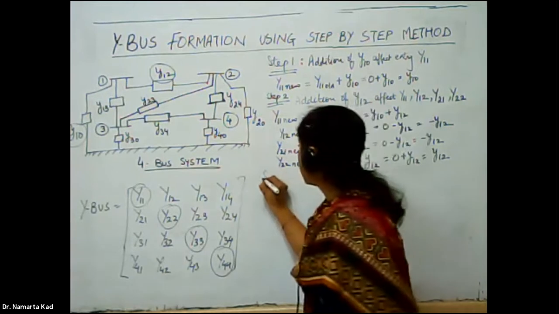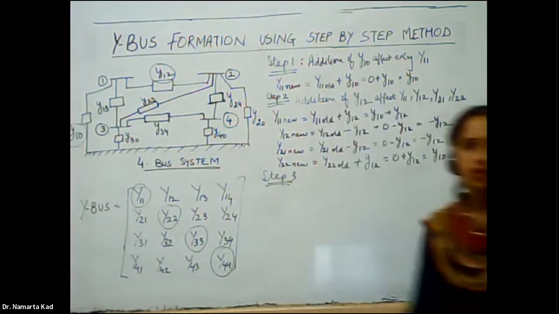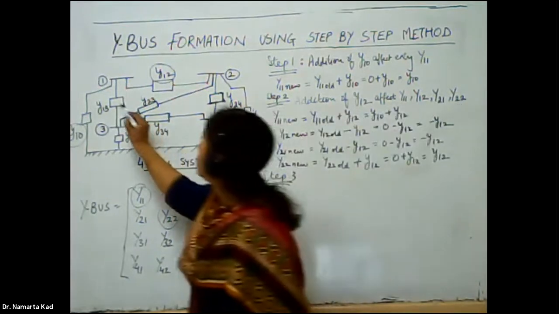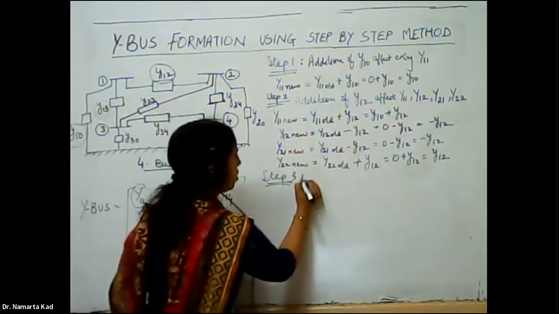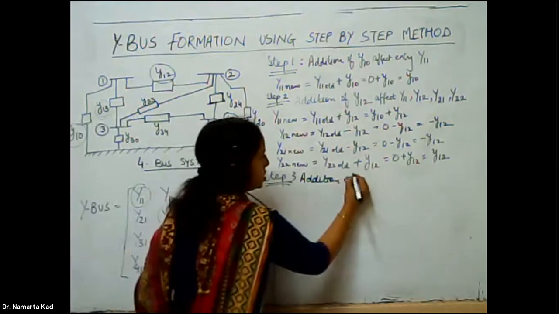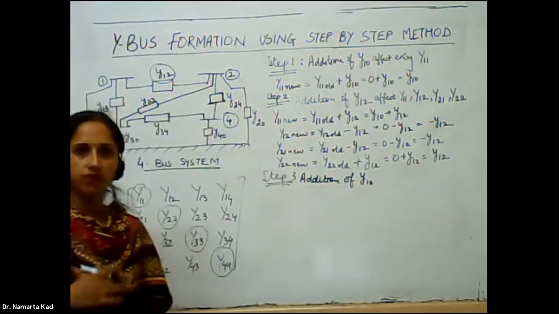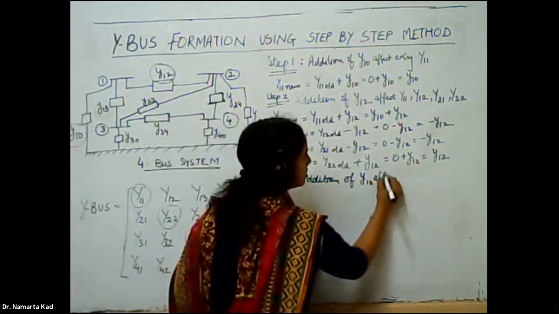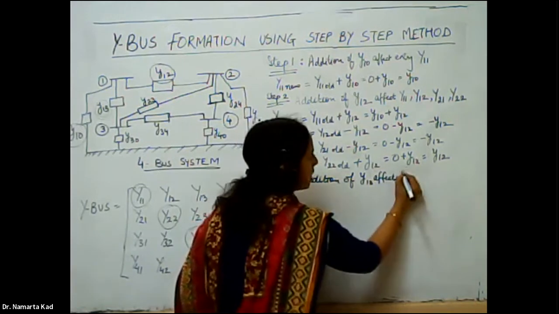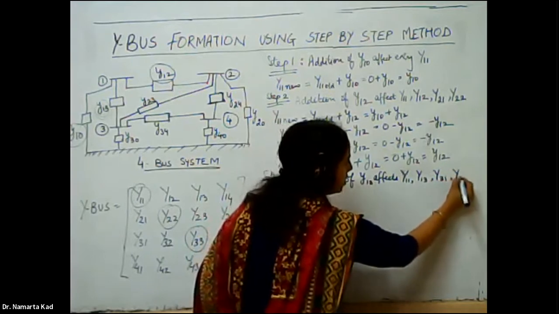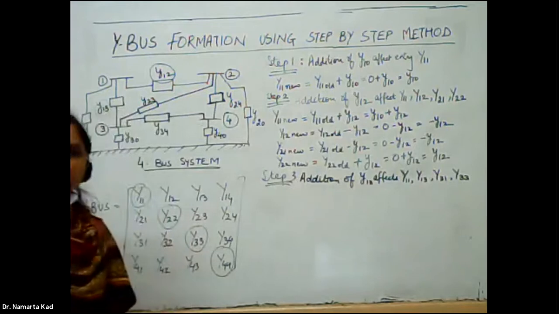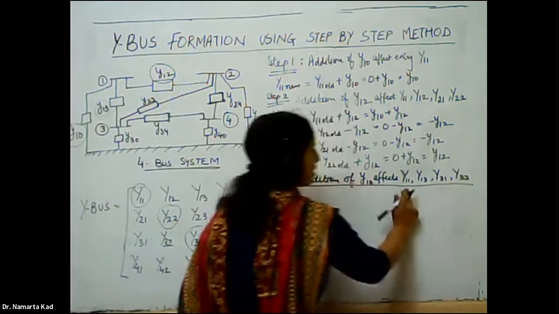Now step number 3. In this step I am going to add y13. Writing the same line: addition of y13 affects which values? Here you have to write capital Y: y11, y13, y31 and y33. Addition of y13 affects y11, y13, y31 and y33.